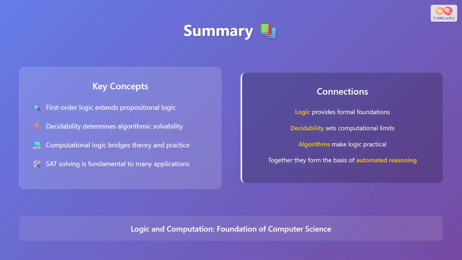Let's summarize the key concepts. First-order logic extends propositional logic. Decidability determines algorithmic solvability. Computational logic bridges theory and practice. SAT solving is fundamental to many applications. Logic provides formal foundations. Decidability sets computational limits. Algorithms make logic practical. Together, they form the basis of automated reasoning.